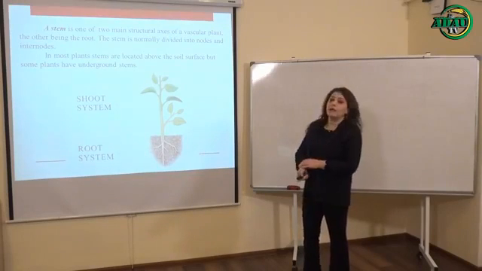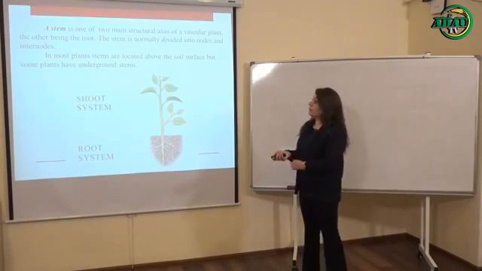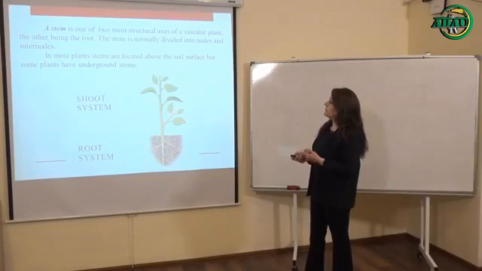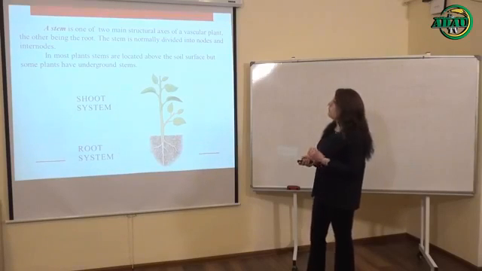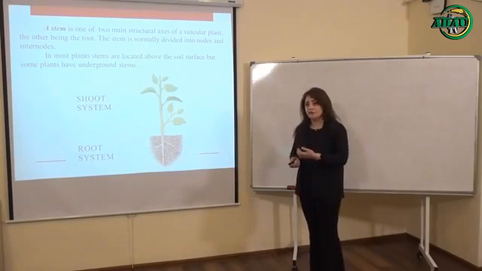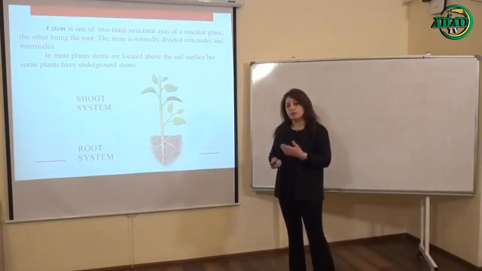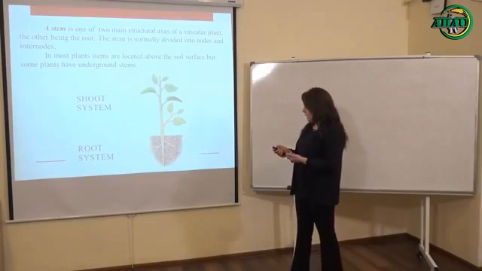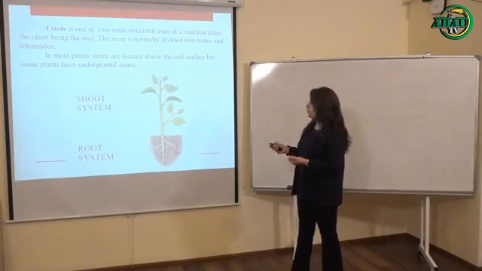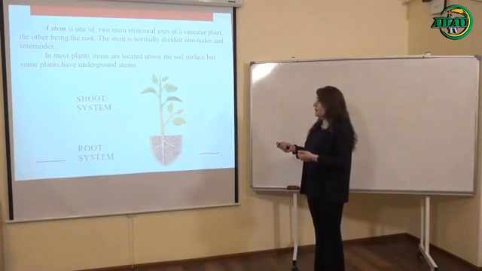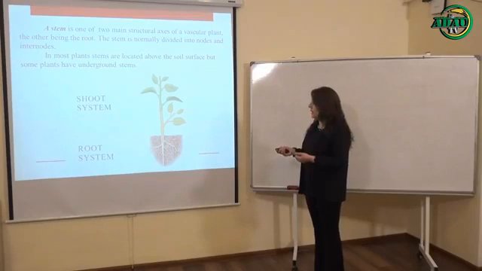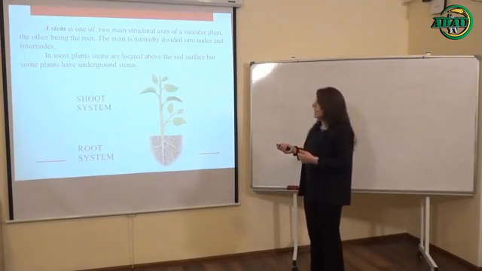Now, the stem. What is the stem? The stem is one of two main structural axes of a vascular plant, the other being the root. The stem is normally divided into nodes and internodes. This is the stem or shoot system, the above ground aerial part of the plant, and the main structure of the aerial part of the plant is the stem with its branches, lateral branches and leaves.